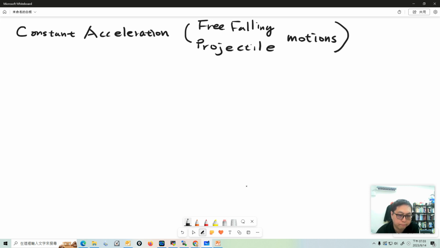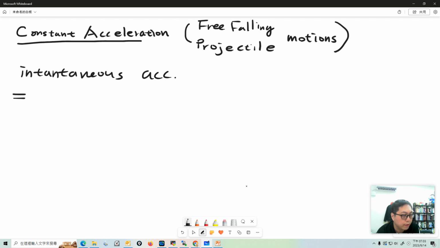So constant acceleration, can you accept this idea? Since it's constant acceleration, instantaneous acceleration is equal to average acceleration. Can you imagine this? Because the acceleration is constant, no matter whether it's an instantaneous value or an average value, the acceleration is always constant. If you accept this concept, we can keep continuing.